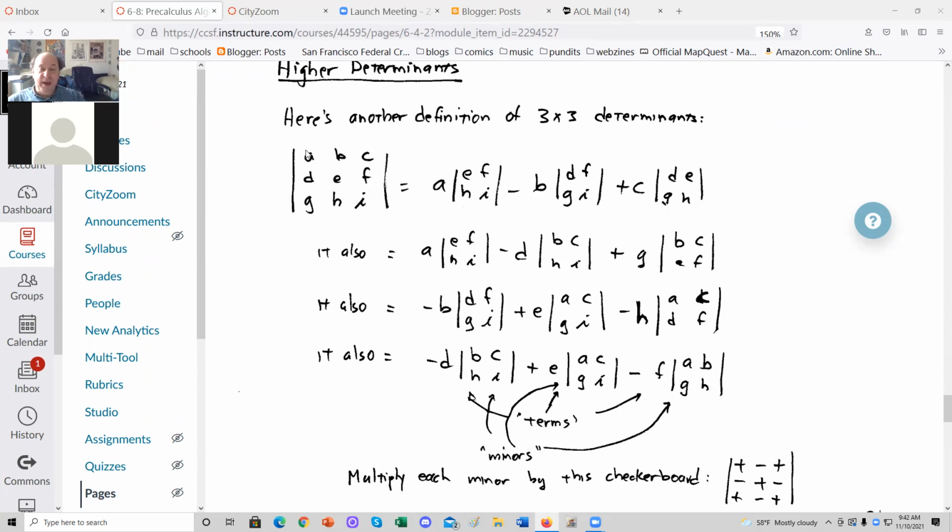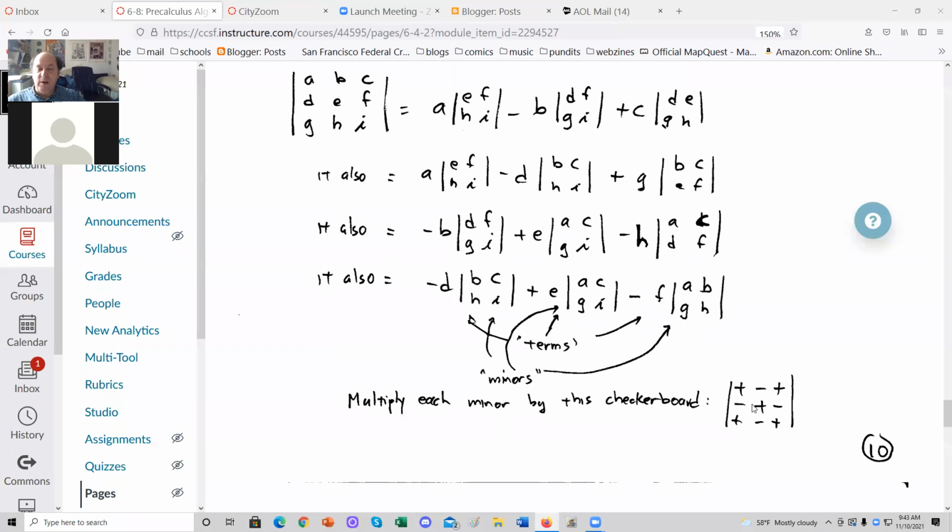So there's some alternating happening in determinants inherently. Now that's if I'm expanding along this row. If I expand along this column, I get A times E, F, H, I minus D times B, C, H, I plus G times B, C, E, F. In each case, you multiply a term by the matrix left over when you eliminate its row and column, and then plus or minus by this kind of checkerboard.